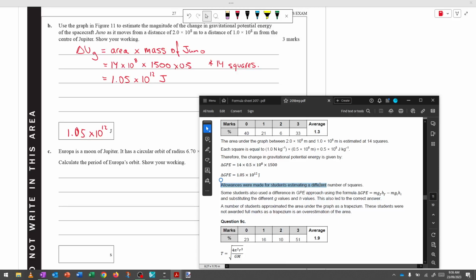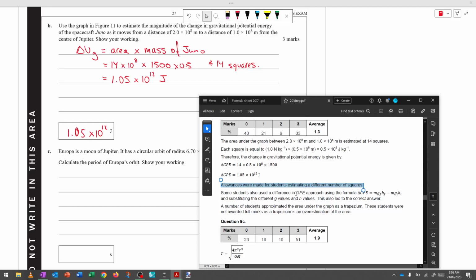Allowances were made for students estimating a different number of squares. So typically with questions like this, if you're trying to find area under a graph like this, there will be some leniency towards the range of values that are accepted. So long as you're not making any stupid counting mistakes, you should be okay. Just make sure you're trying to be as careful as possible with your area. Alright, let's move on.